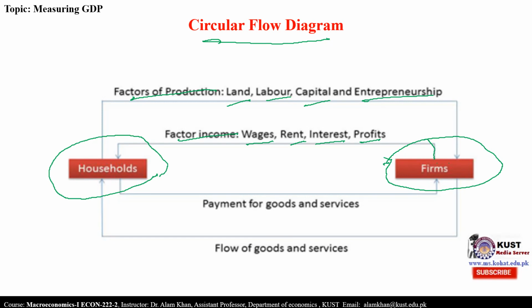With those inputs or the factors of production, the firm converts those factors of production into goods and services. Those goods or services are provided to the household for consumption purposes, and as a result, the household pays payment for the goods and services to the firm.